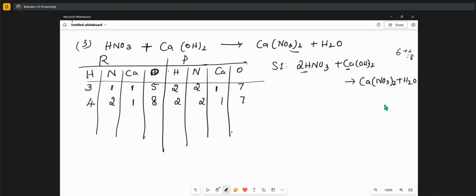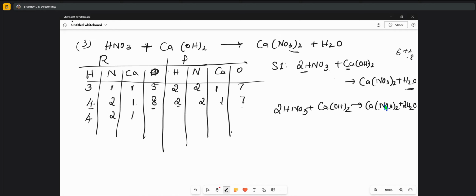Now, what is balanced here? Nitrogen is balanced. Calcium is balanced. The main thing is hydrogen and oxygen, which you have to balance. Here it is 7 and here it is 8, correct? And hydrogen here is 2 and here it is 4. So what can I do here? 2HNO3 plus calcium hydroxide gives Ca(NO3)2. I will change only hydrogen and oxygen, so I put 2H2O.